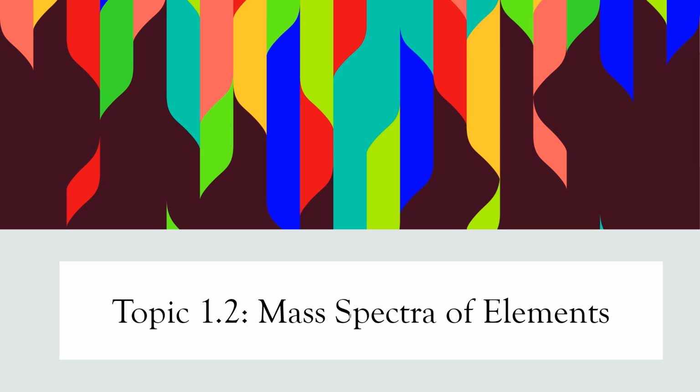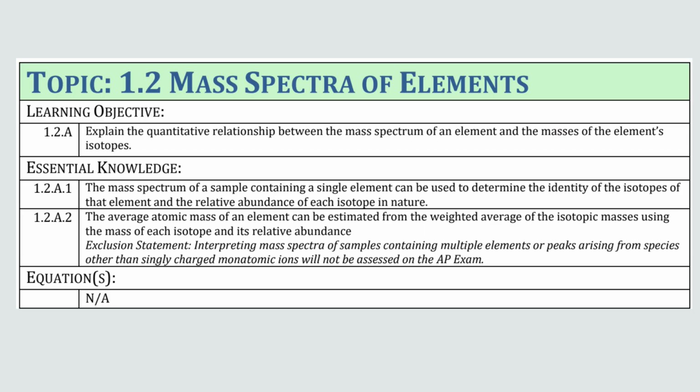This is topic 1.2 for AP Chemistry, Mass Spectra of Elements. The learning objective is to be able to explain the quantitative relationship between the mass spectrum of an element and the masses of the element's isotopes.